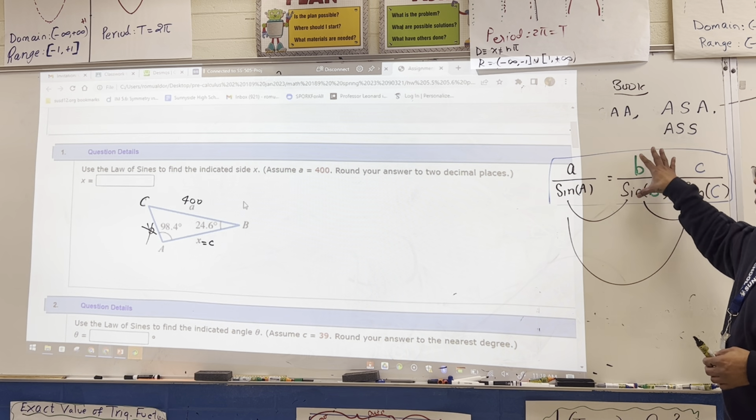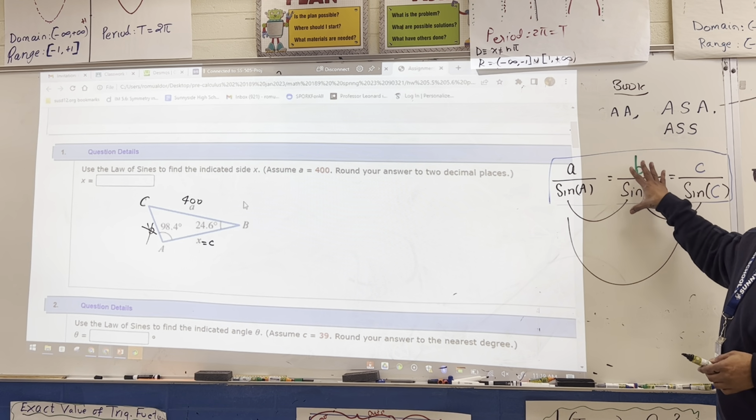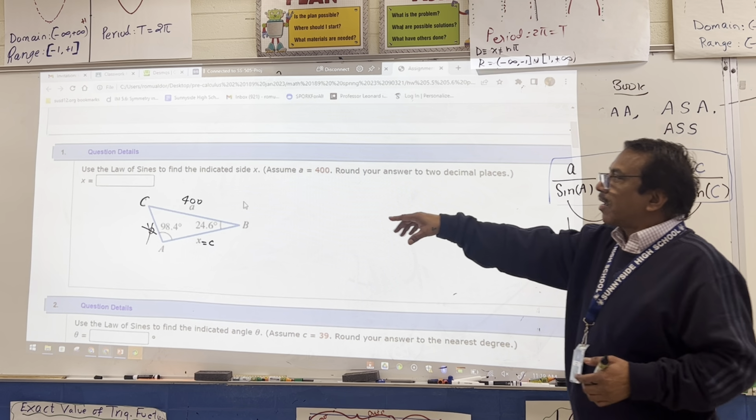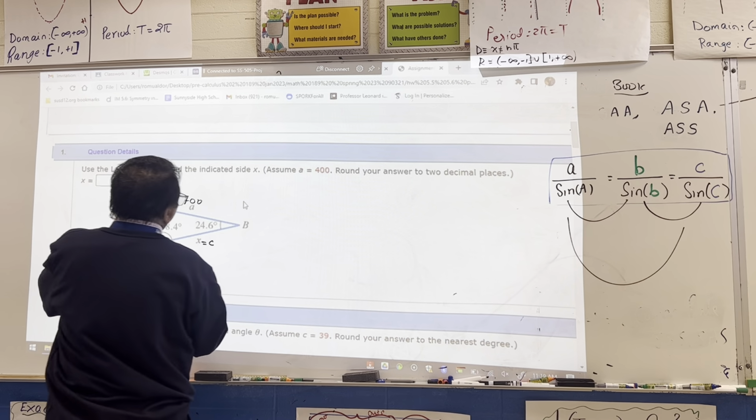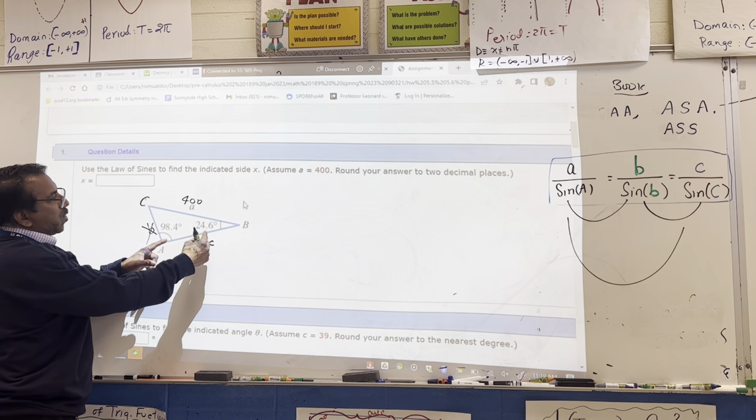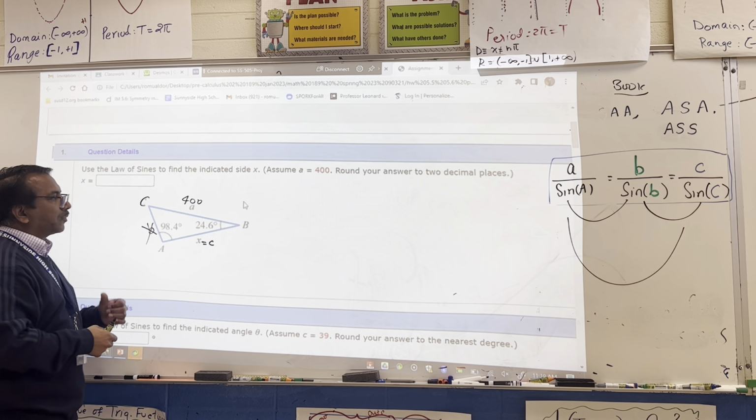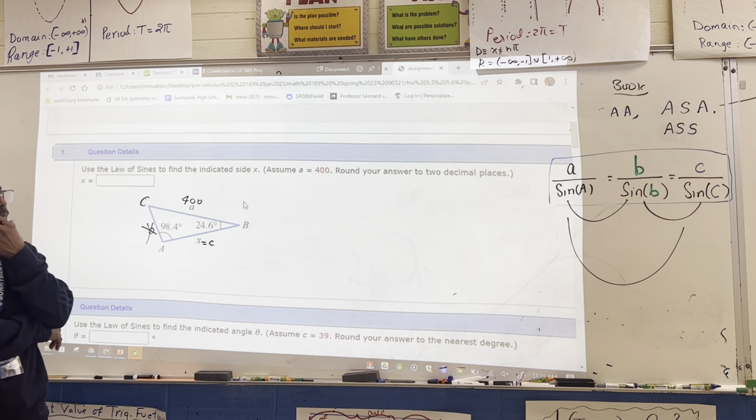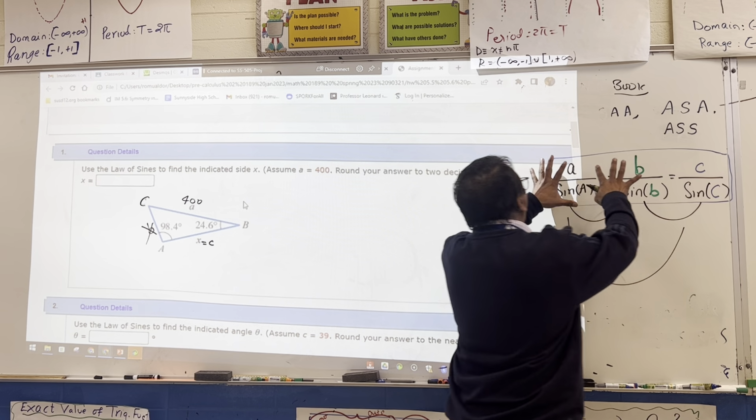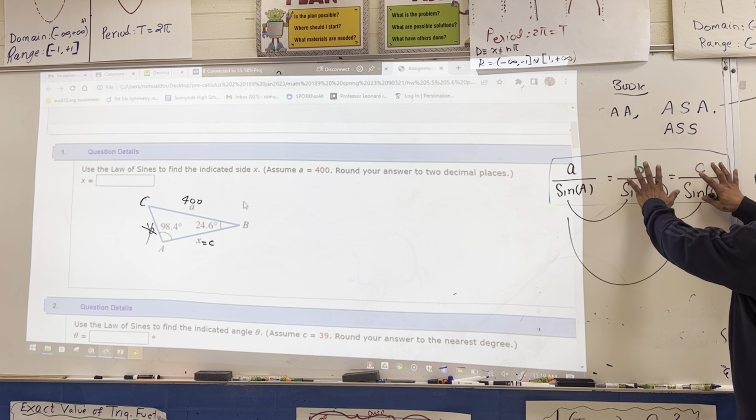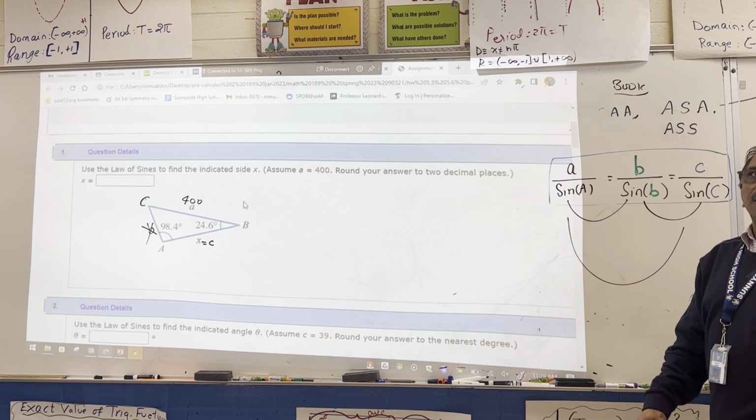Remember, we don't want to use B, right? Because I just put a cross, they didn't give us that. So the question is asked, what is this? You know these two angles, right? So do we use the first two, the last two, or the first and the last?